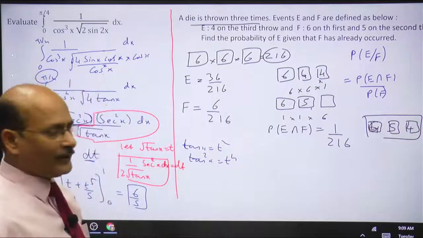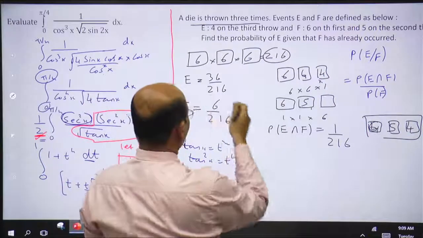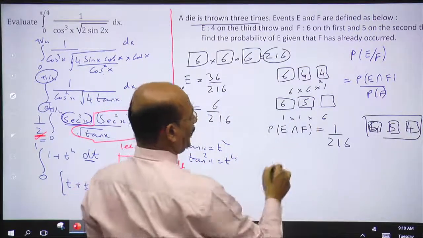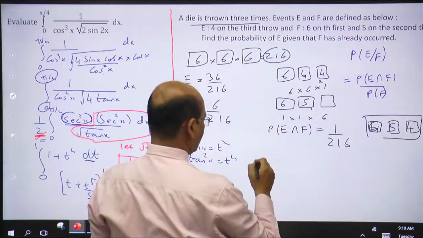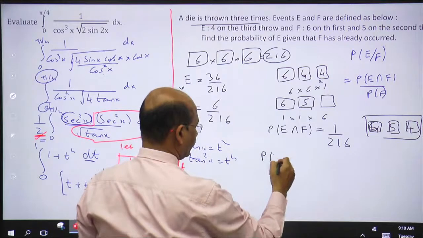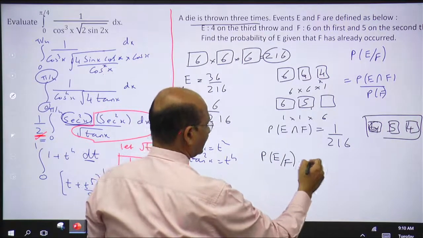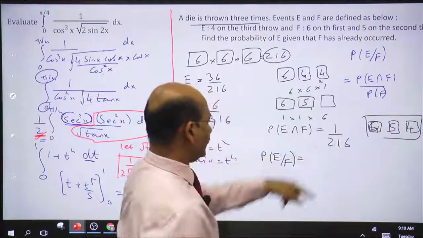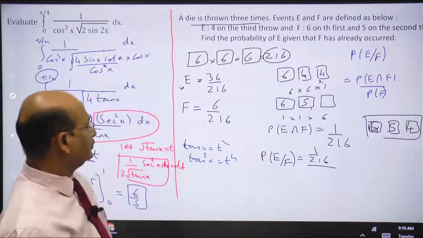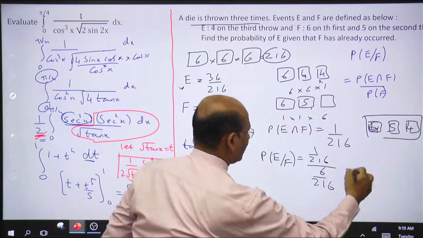Finish. My job is over. So what happens now? I already got 6 upon 216, so we don't need this actually. There is no issue. We are asking P of E by F. P of E by F is P of E intersection F, which is 1 by 216, upon 6 upon 216. So it is 1 upon 6.